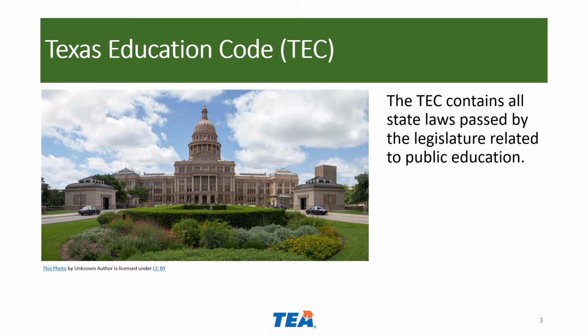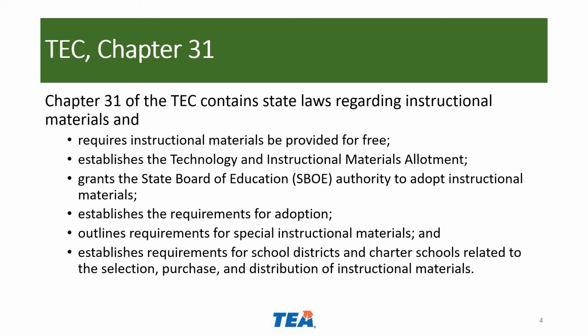The Texas Education Code contains all state laws passed by the legislature related to public education. Chapter 31 of the Texas Education Code contains state laws regarding instructional materials and requires that instructional materials be provided for free, establishes the technology and instructional materials allotment, grants the SBOE authority to adopt instructional materials, establishes the requirements for adoption, outlines requirements for special instructional materials, and establishes requirements for school districts and charter schools related to the selection, purchase, and distribution of instructional materials.